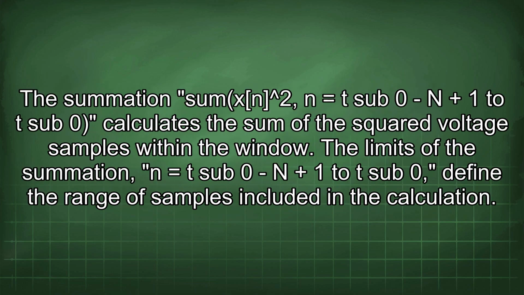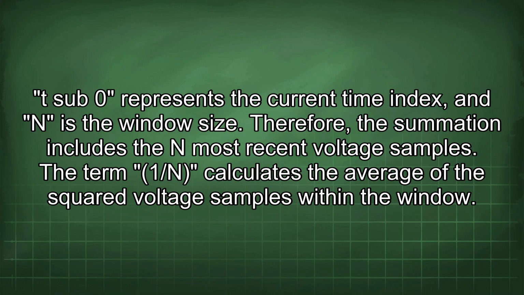The summation of x_n^2 from n equals t_0 − N + 1 to t_0 calculates the sum of the squared voltage samples within the window. The limits of the summation, n equals t_0 − N + 1 to t_0, define the range of samples included in the calculation. t_0 represents the current time index and N is the window size. Therefore, the summation includes the N most recent voltage samples.